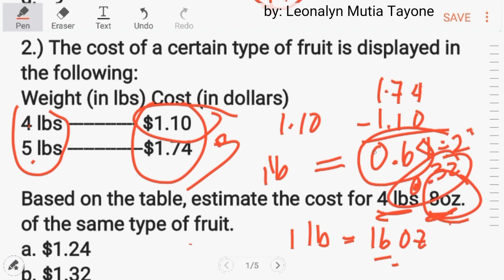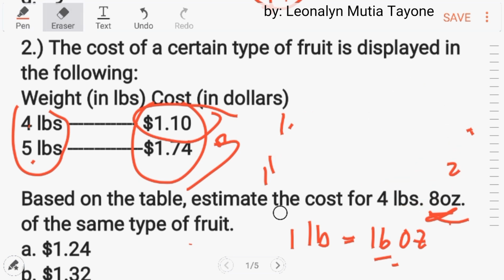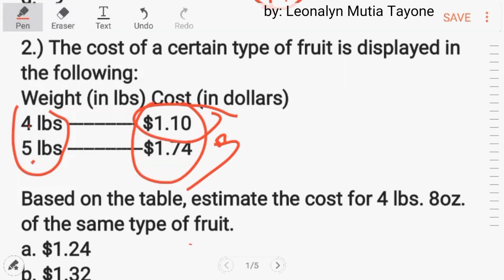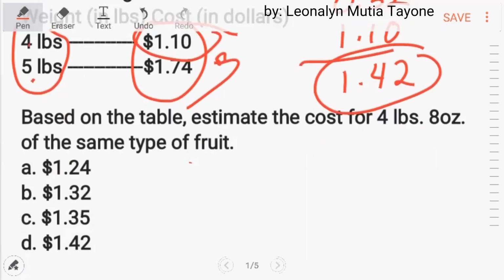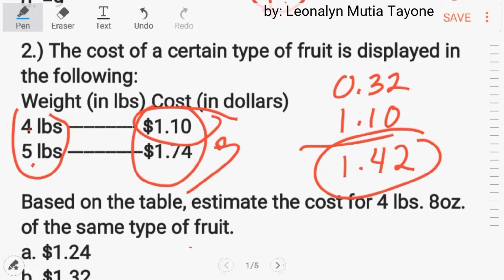So, erase natin para klaro lang. Ang half ay 0.32. So, itong 0.32, i-add natin sa 4 pounds na equivalent ng 1.10. So, the answer is 1.42. Letter D. Again, para mas malinaw lang.